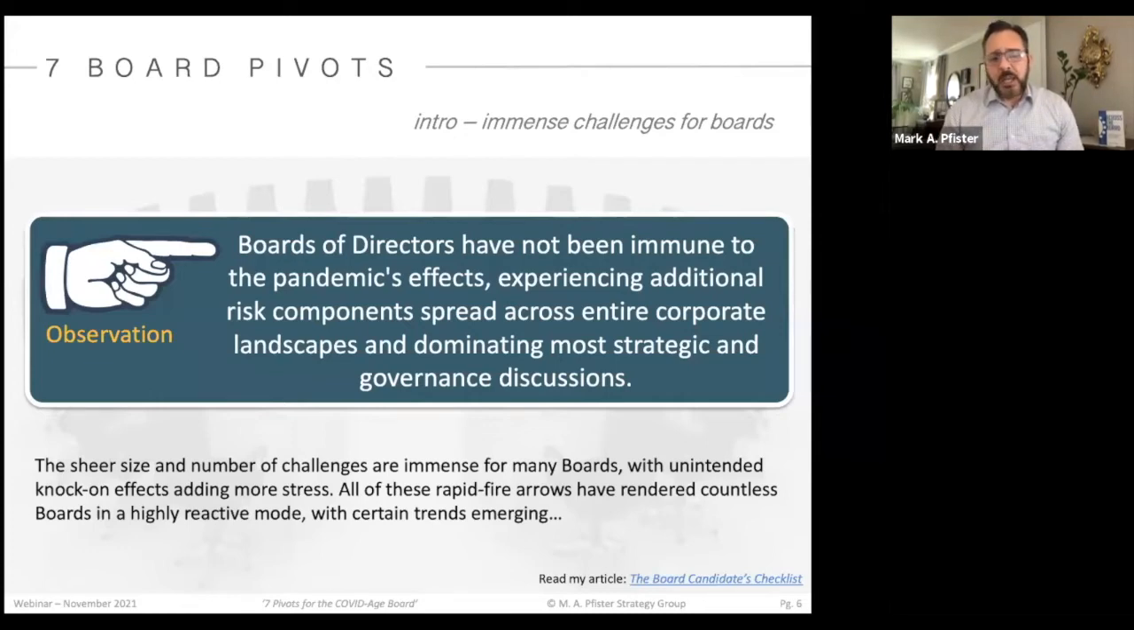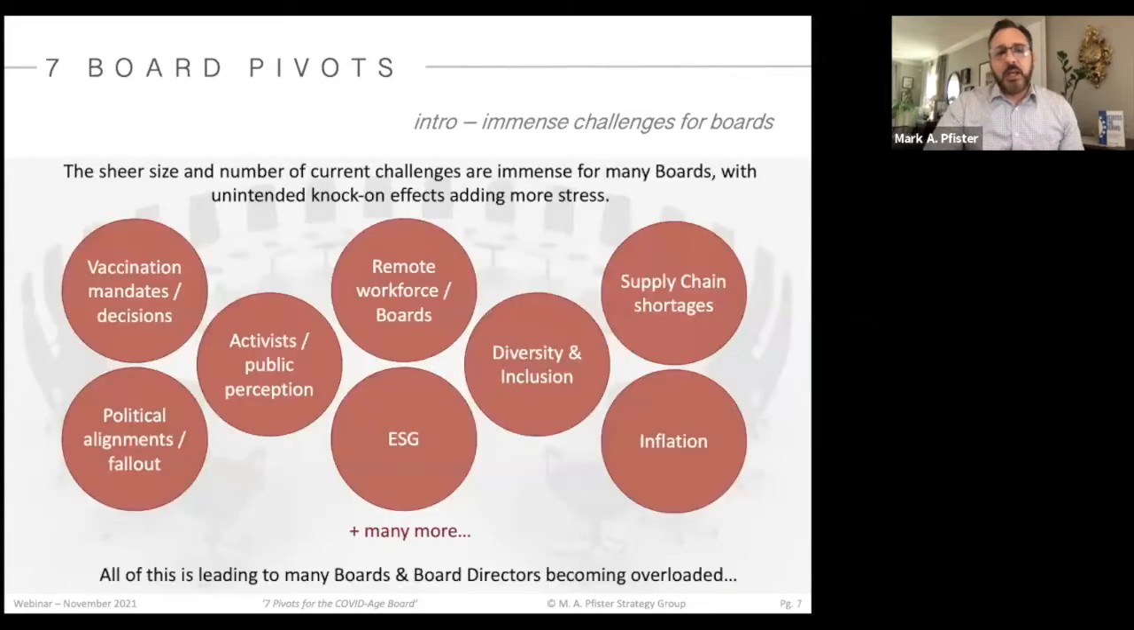So these challenges are many, and there are many knock-on effects, and these boards are working through these areas today. And I can give you some examples through today's discussion on how these boards have really gone through a cycle of highly reactive, and then hopefully moving more into the more proactive realm with certain trends that are emerging from this today. All right. So what are some of these challenges before we talk about the specific areas or the pivots? The sheer size and number of these challenges, as I mentioned, are immense, and it's had unintended knock-on effects for many boards and organizations.